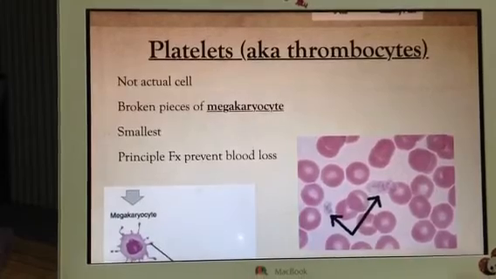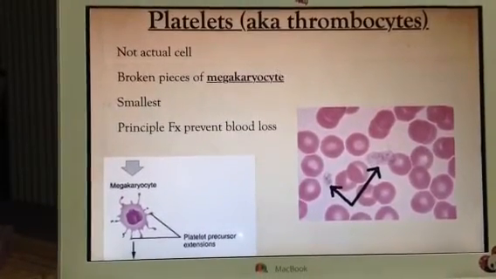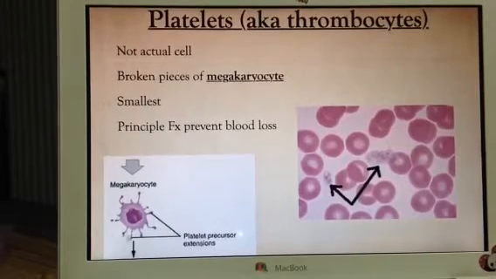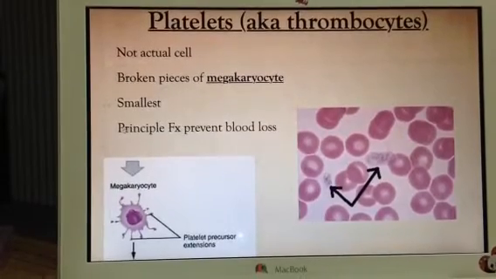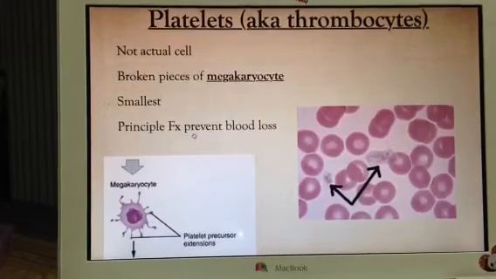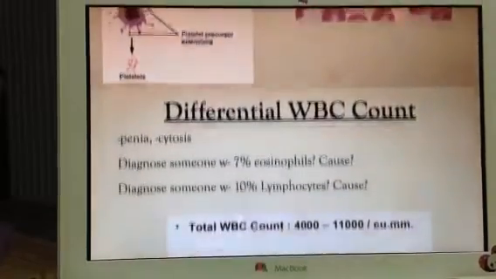What happens is that you get this giant cell called a megakaryocyte with multiple nuclei, which is where that name comes from, and then it explodes into pieces, and platelets are basically the pieces that it explodes into. And their principal function is clotting, so to prevent you from bleeding to death from a paper cut. That's why these guys are so important.